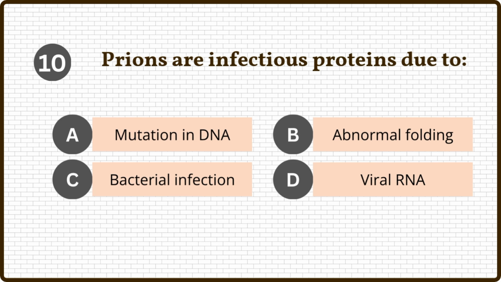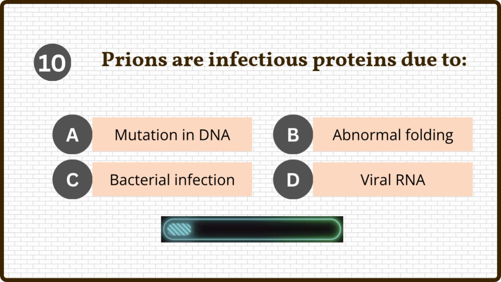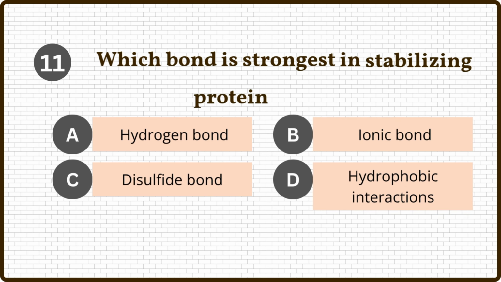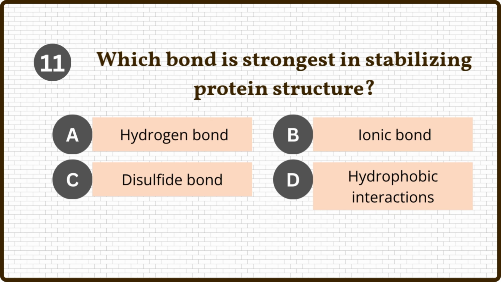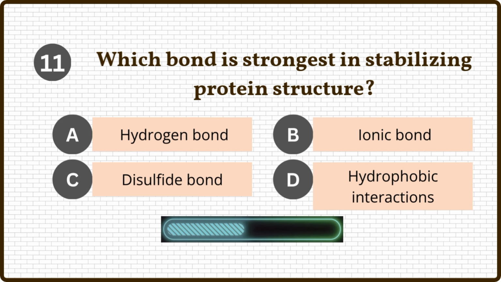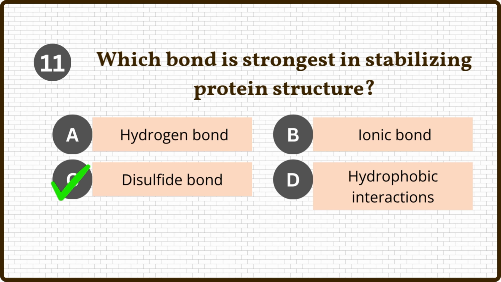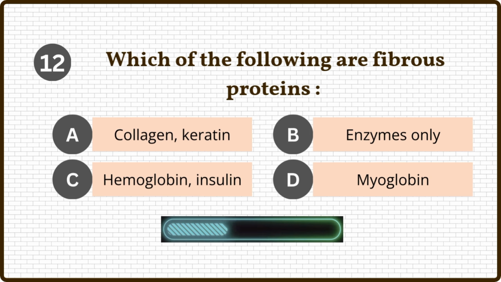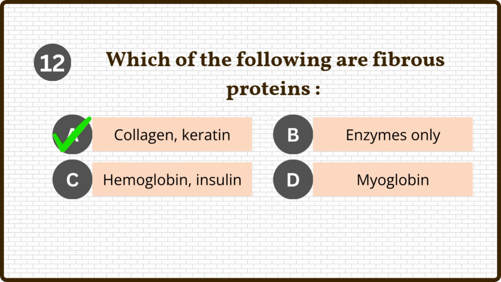Prions are infectious proteins due to abnormal folding. Which bond is strongest in stabilizing protein structure? Disulfide bond. Which of the following are fibrous proteins? Collagen and keratin.